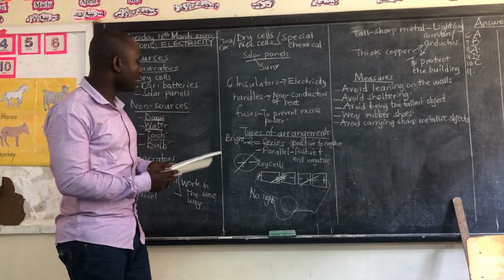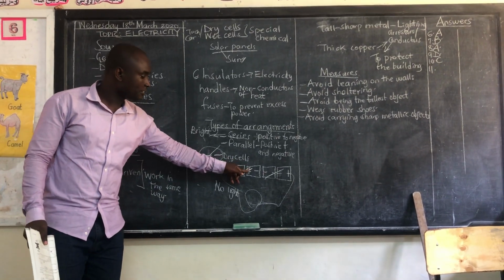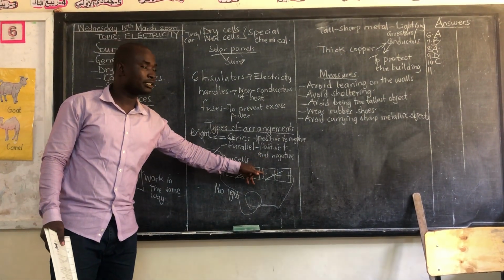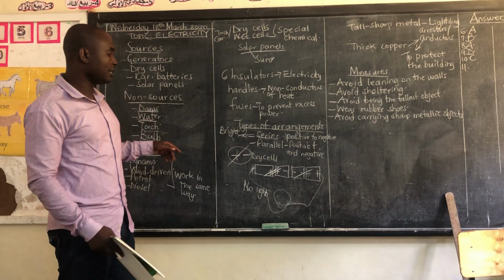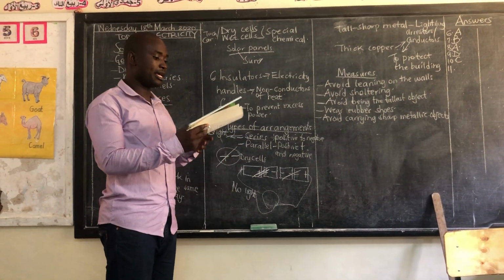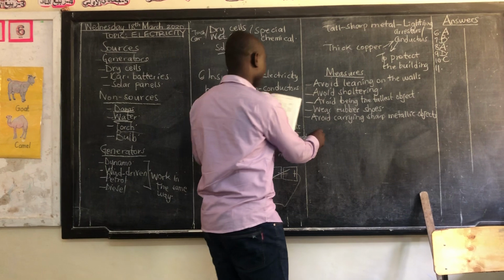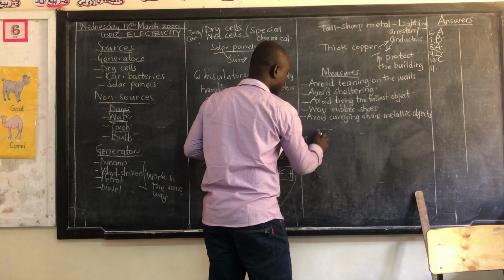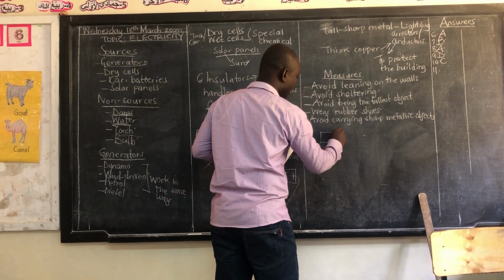Number 11. In which of the following circuits will the bulb not light? As we had said earlier, when positive is connected to positive, and negative connected to negative, the bulb will not light. These two will cancel each other. Let's look at the arrangement there. We have the 4 dry cells.